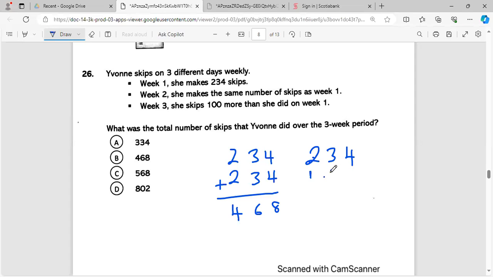Great job. So you have 4, 3, and 3. So now you say add 334 to this.